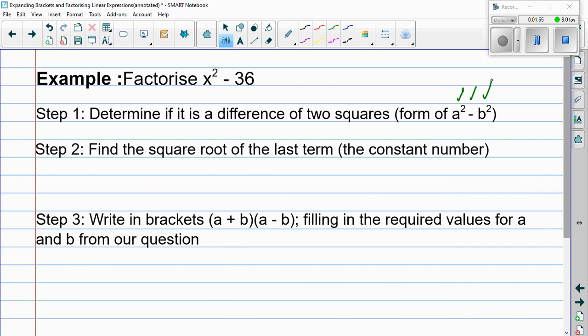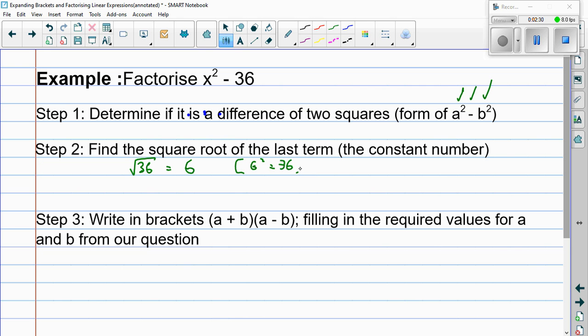Find the square root of the last term. So of our 36, we're just going to take the square root of 36, and that's a button on our calculator, but you should actually know the first 10 or 15 square numbers, and then for cubic numbers, 1, 2, 3, 5, 8, and 10, I believe, are ones that are necessary. So here, the square root of 36 is 6. And that is because we know that 6 squared is 36.